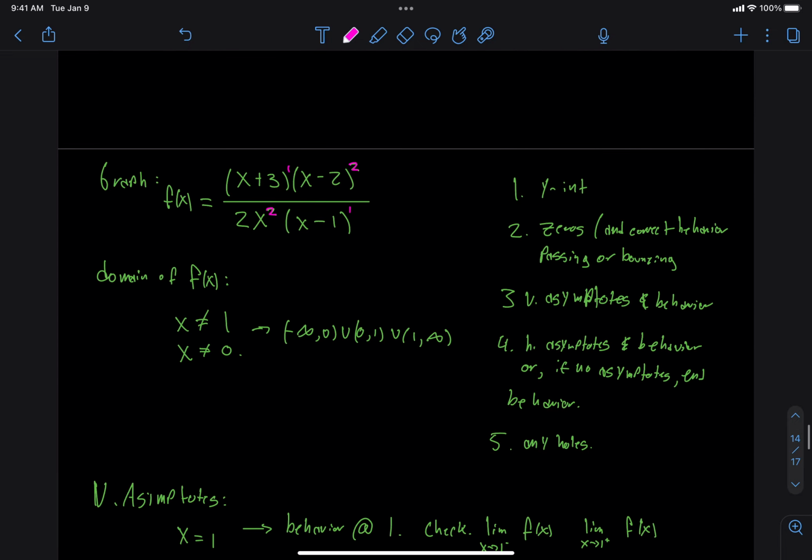So next up is to talk about what? Oh, y-intercept. How do I find the y-intercept? How do I find the y-intercept of any function? Set the thing equal to... Fill in the x's for 0. Yeah, Chris has got it.